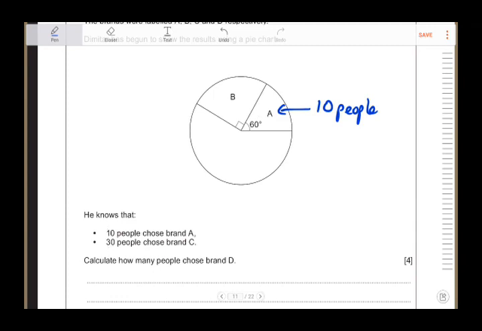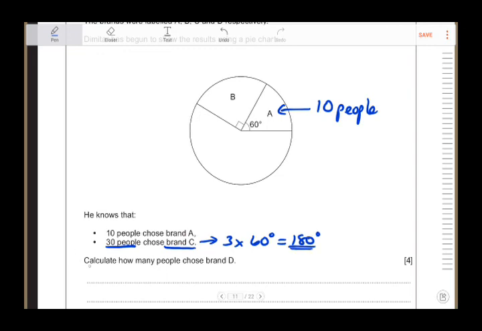The second bit of information says 30 people choose brand C. Now, the reason they're telling me that is that I can work out the angle for brand C, because if 30 people choose brand C, that's 3 times the number of people who chose brand A, and I know the angle for brand A. So the angle for brand C is 3 times 60 degrees, which is of course 180 degrees. And that's nice, that's going to be easy to draw.